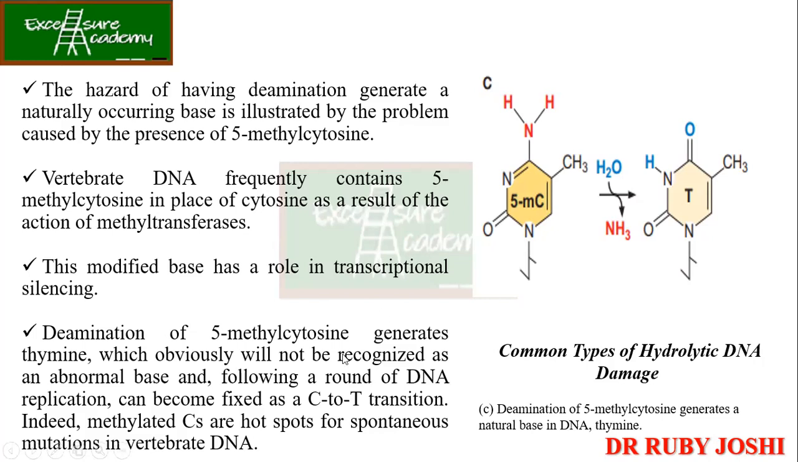So deamination of 5-methyl cytosine generates thymine, which obviously will not be recognized as an abnormal base, क्योंकि DNA में तो thymine present रहता ही है. So finally यहाँ पे C to G base pairing होनी चाहिए थी, वहां पे C to T transition हो जाएगा. So indeed, methylated Cs are hotspots for spontaneous mutations in vertebrate DNA. So already यहाँ पे बहुत सारा mutation frequency आपका increase हो जाएगा.